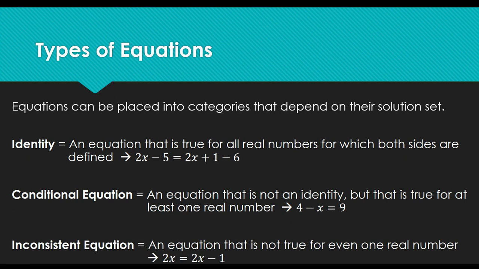And then you have an inconsistent equation. It's an equation that is not true for even one real number. Okay, so basically something like 2x equals 2x minus 1. You're never going to get the left side to equal the right side no matter what value you plug in for x.